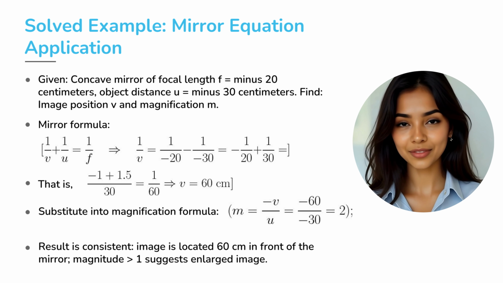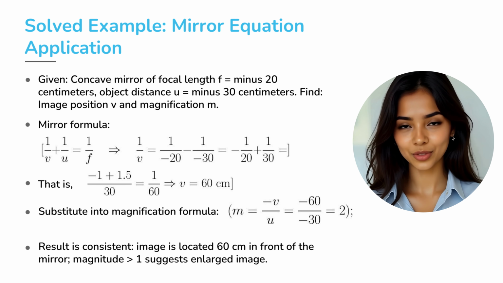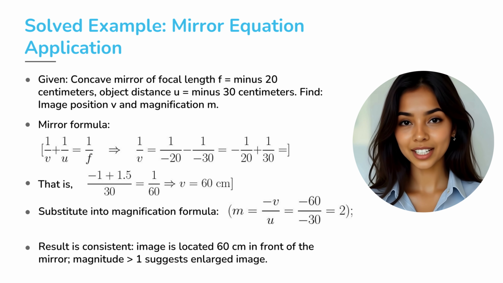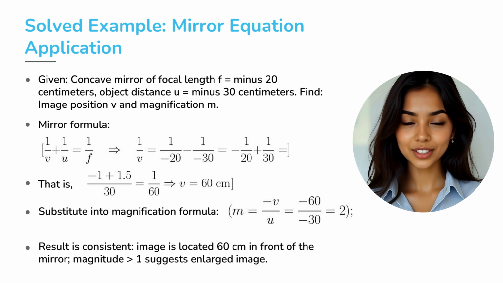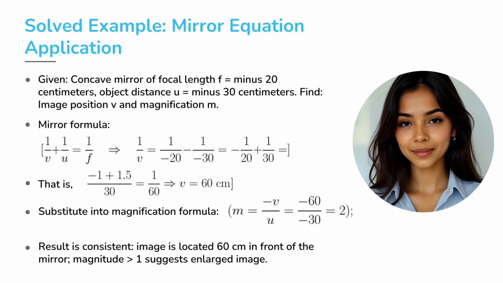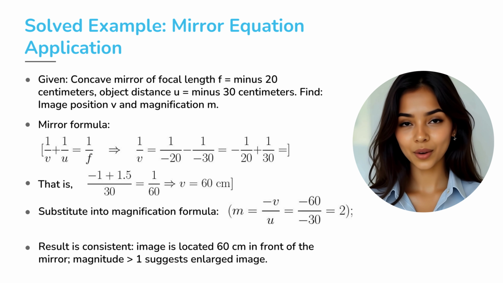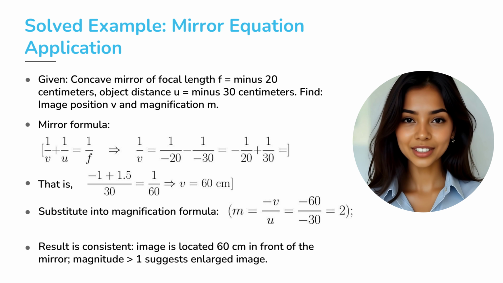Suppose we have a concave mirror with a focal length of -20 cm. Remember, for concave mirrors, focal length f is negative. An object is placed 30 cm in front of the mirror, so object distance u is -30 cm. Our goal? To find the image distance v and the magnification m. Starting with the mirror formula, 1 over v plus 1 over u equals 1 over f, rearranged, 1 over v equals 1 over f minus 1 over u.